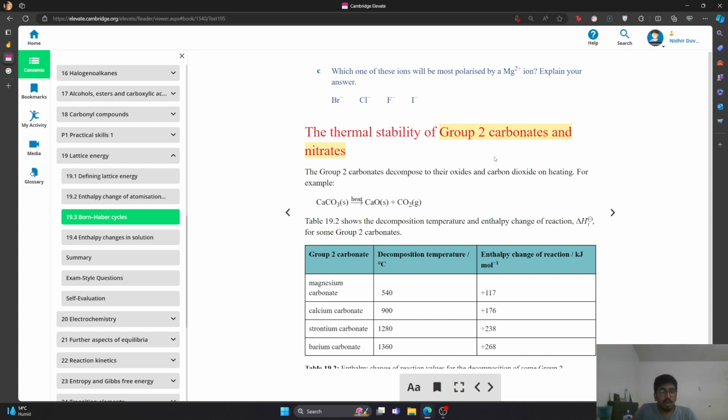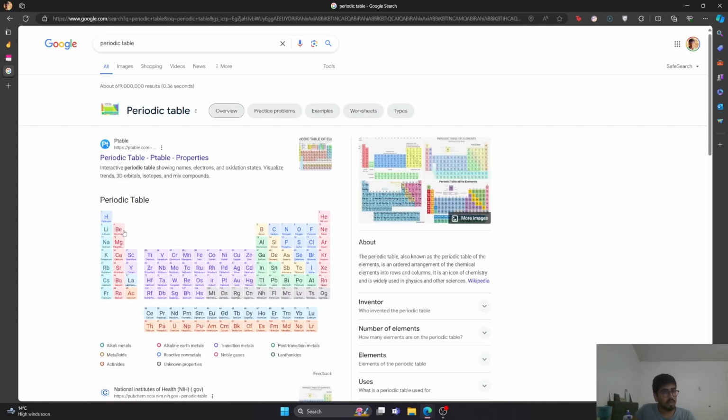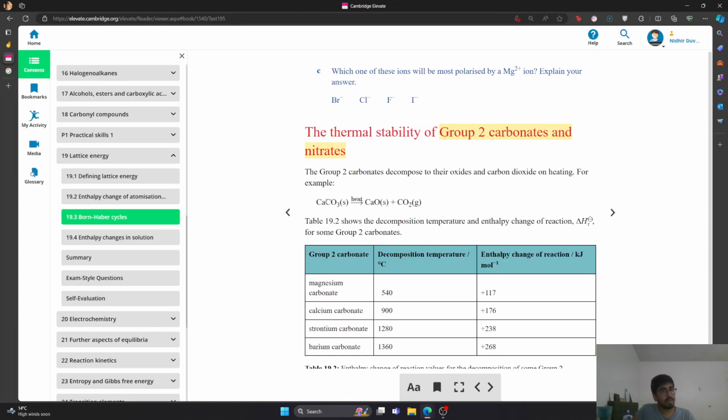So this is group 2 carbonates and nitrates, and we are trying to understand the thermal stability. Group 2, so the group always goes down: beryllium, magnesium, calcium, strontium, barium, and we are trying to form carbonates. One example is CaCO3. Thermal stability means you will heat it at some point, and whenever you heat a carbonate, you always get carbon dioxide out and you form an oxide. So you're trying to understand the thermal stability of such things.